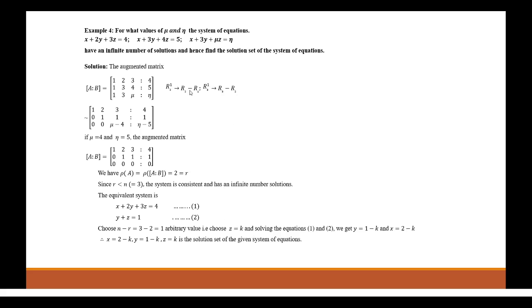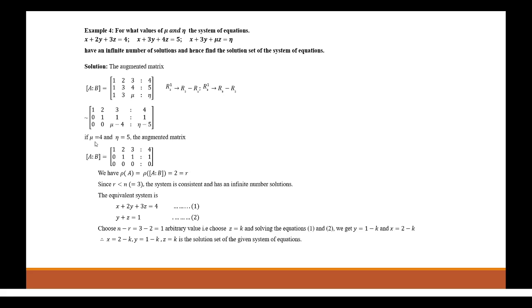In the next example, for what values of mu and n does the system of equations have an infinite number of solutions, and hence find the solution set of the system of equations. Here, first we write down the augmented matrix. In the last row we get the values mu and n. Operate the elementary row operations on this augmented matrix.